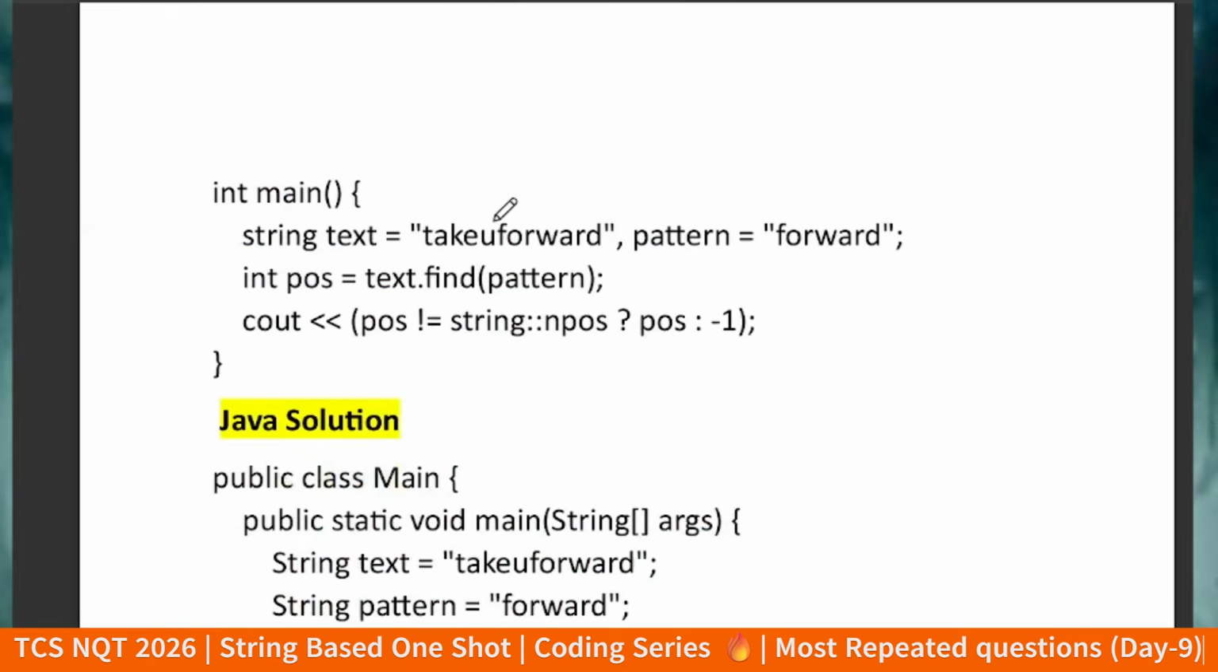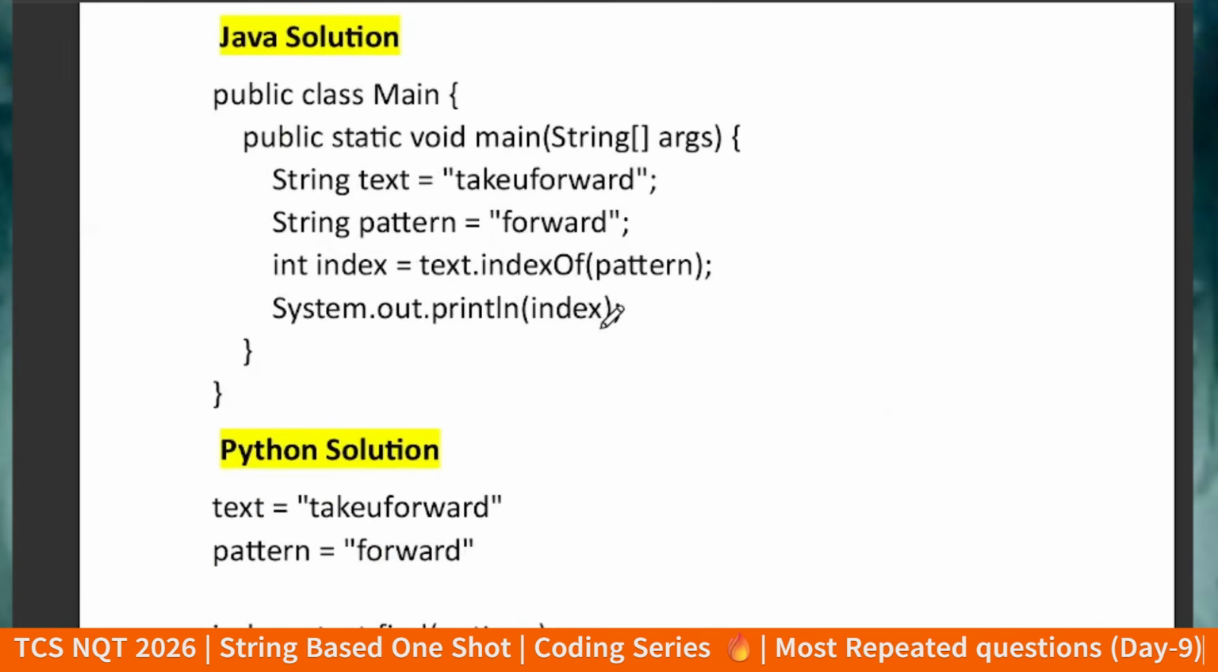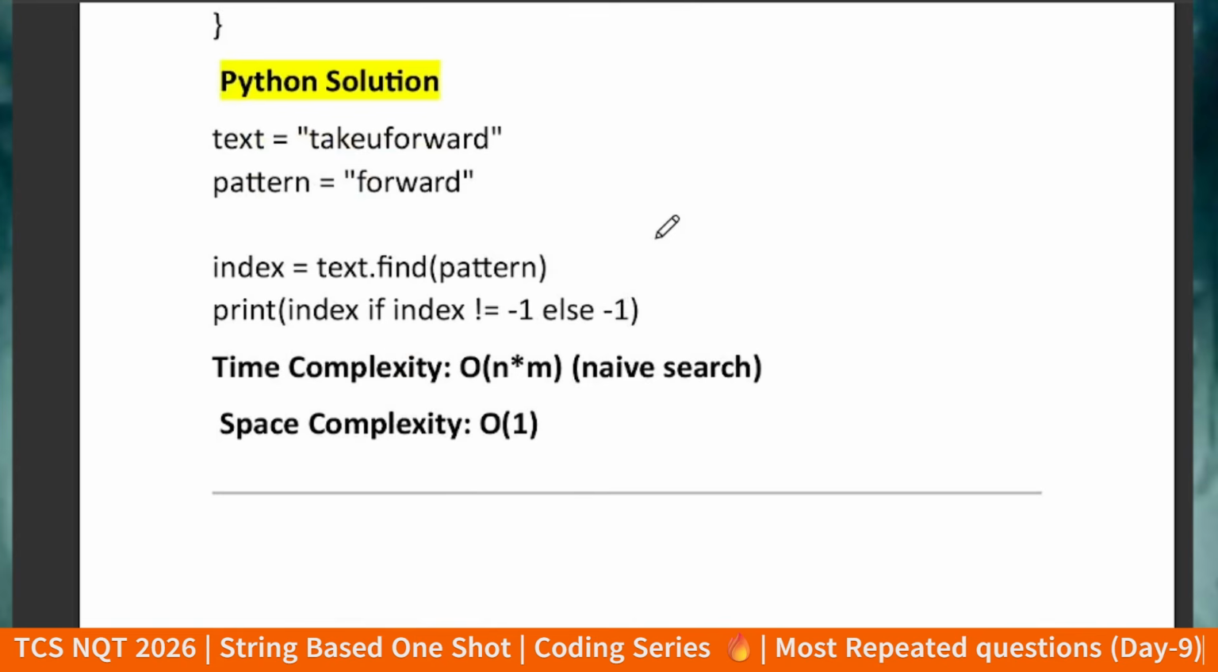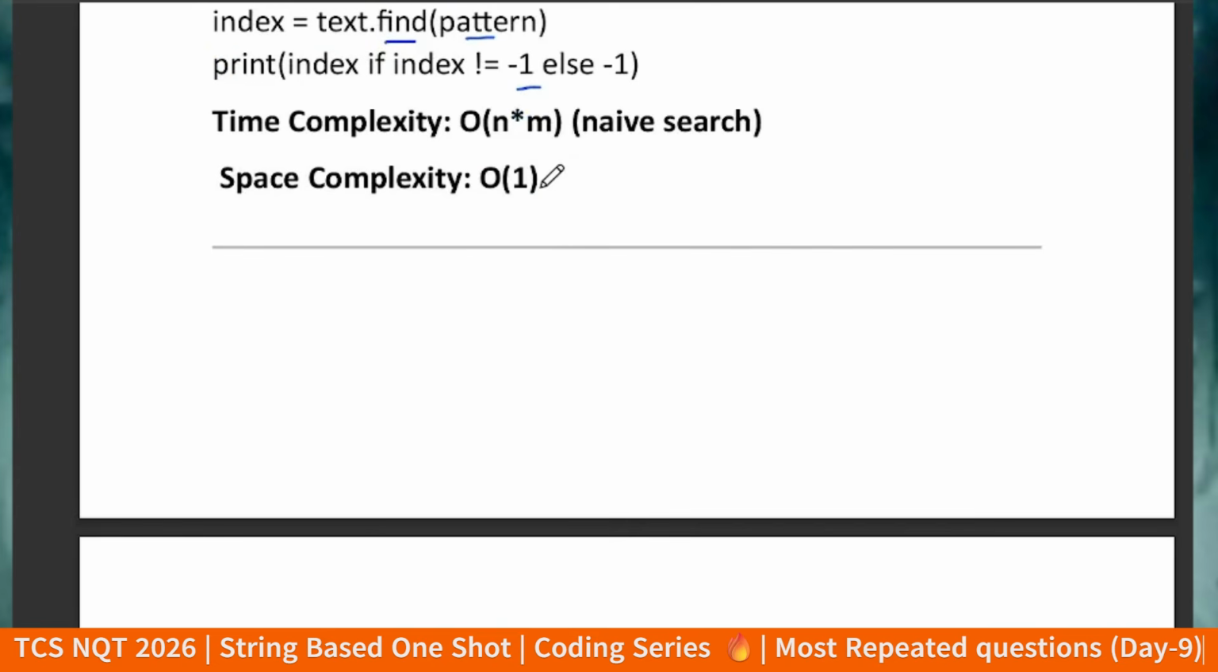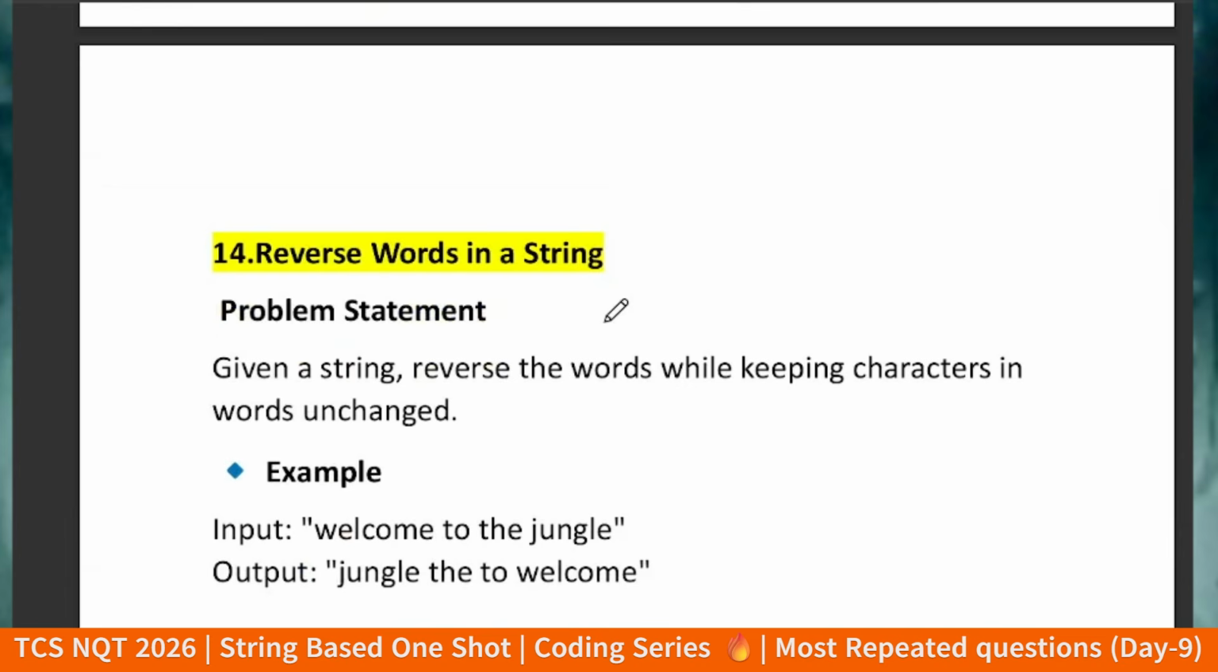Coming to the next solution, that is the Java solution. Here I am using the indexOf function. So text.indexOf(pattern) will directly give you that particular index from where that string is starting. Just use the indexOf function. Coming to the Python solution, again here I will use the find function, text.find(pattern). If you are not getting any value, then it will return -1. Got it? So time complexity for this will be n into m, and space complexity will be order of 1 because we are not using any extra space.